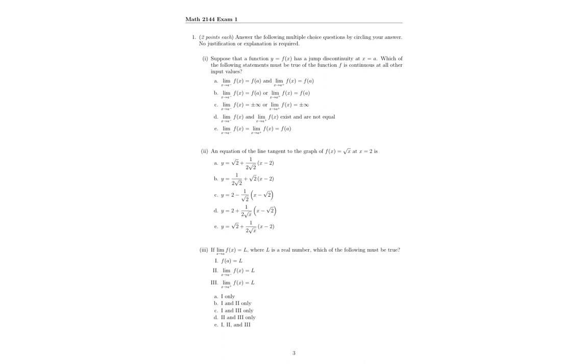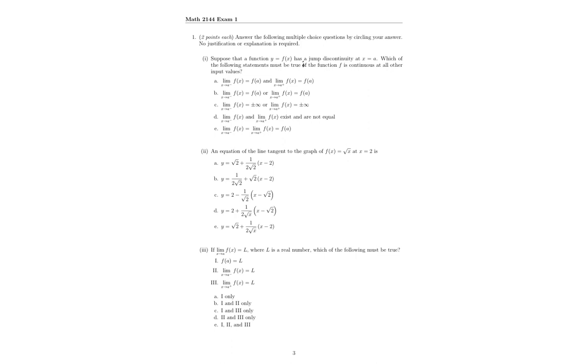Okay, so on to the question. Question 1, part 1. Suppose a function y equals f of x has a jump discontinuity at x equals a. Which of the following statements must be true if the function f is continuous at all other input values? I think this one's supposed to say if. Okay. Well, let's just go one by one with our answers. Do a process of elimination.